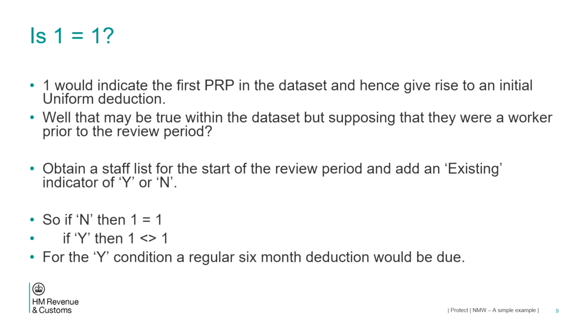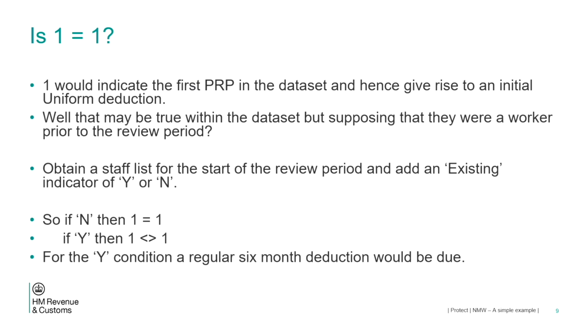If it's no, they didn't exist before, then 1 does equal 1. Spot on. If it's a yes, i.e. they were here before, then 1 doesn't equal 1. 1 is just 2 or 3 or 4 or whatever. But for that instance, it may well be that it's the first 6-month deduction that kicks in then. Again, it's down to the local agreement with the caseworker and the employer. So is 1 equal to 1?